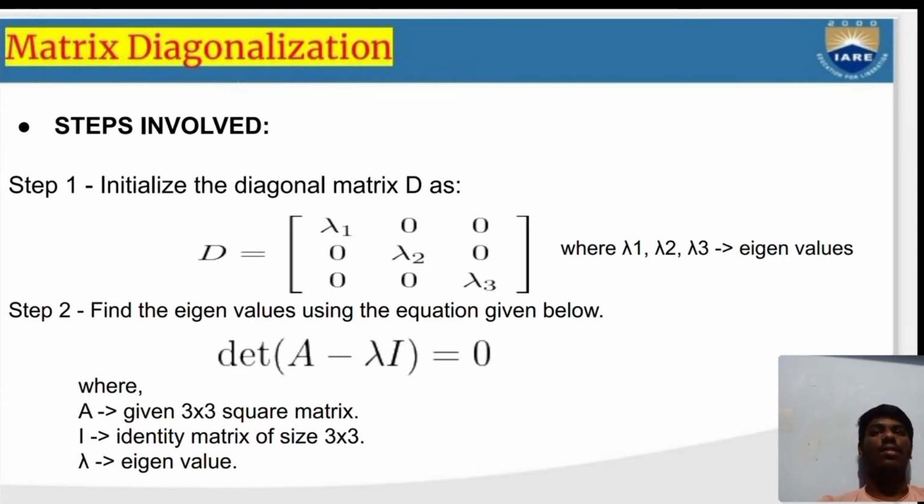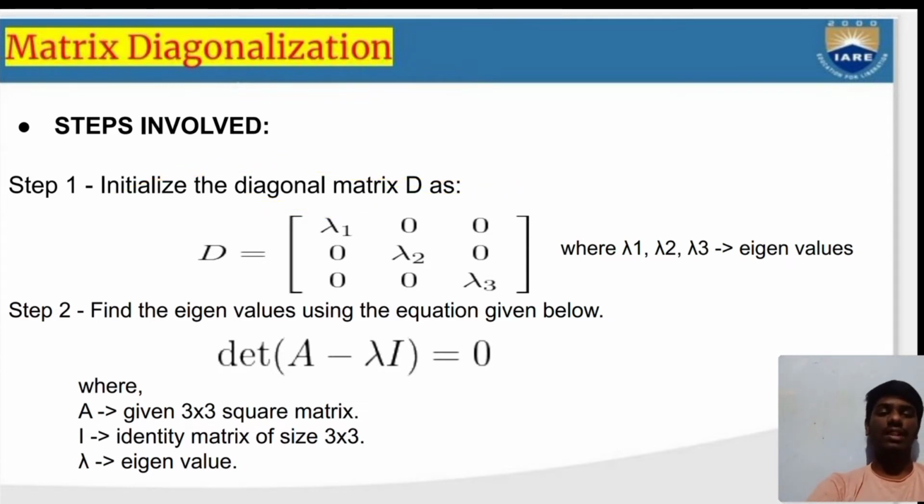Okay, here we see an example of how to convert a given matrix into a diagonal matrix. There are a total of 5 steps involved. I will discuss this step by step. Diagonal matrix: how to convert a matrix into a diagonal matrix. Steps involved. Step 1, initialize the diagonal matrix D.